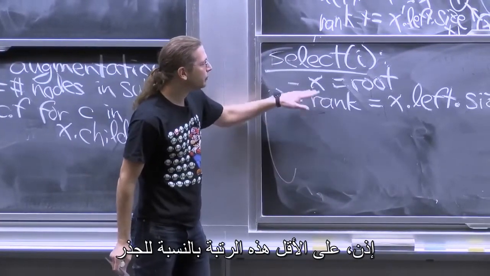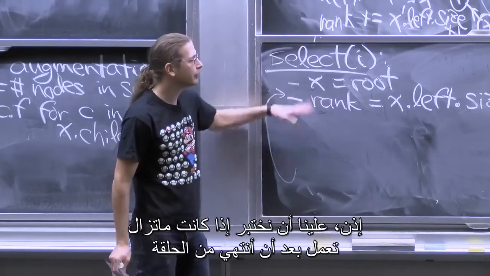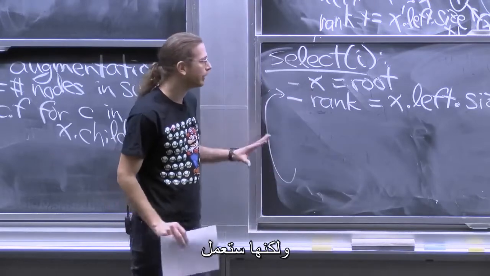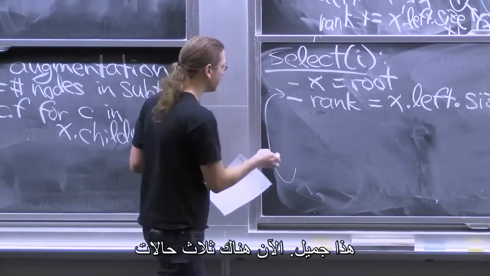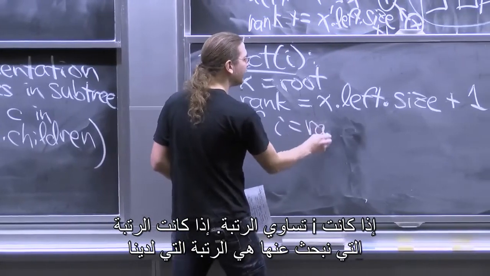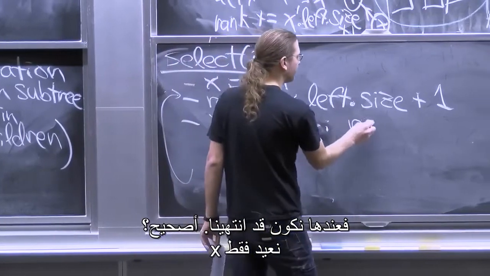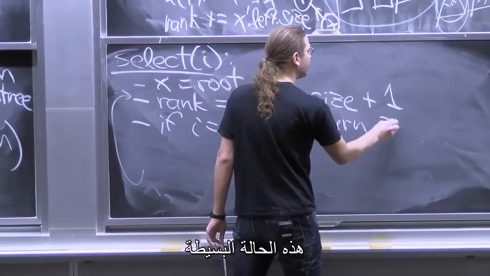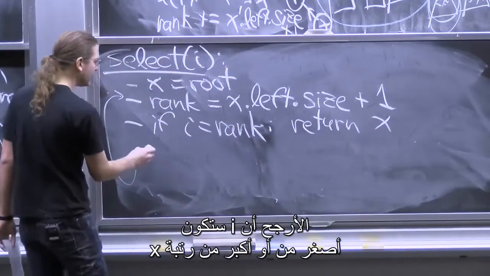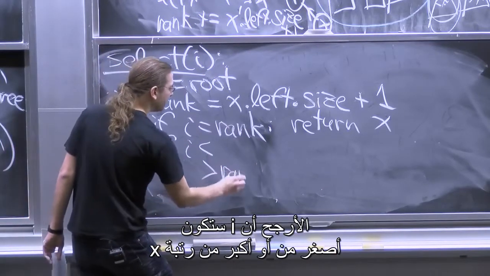OK, so at least for the root, this is the rank, and that only takes us constant time in this special case. We'll have to check that it still holds after I do the loop, but it will. So cool. Now there are 3 cases. If i equals rank, if the rank we're searching for is the rank that we happen to have, then we're done, right? We just return x. OK, that's the easy case. More likely is that i will be either less than or greater than the rank of x.